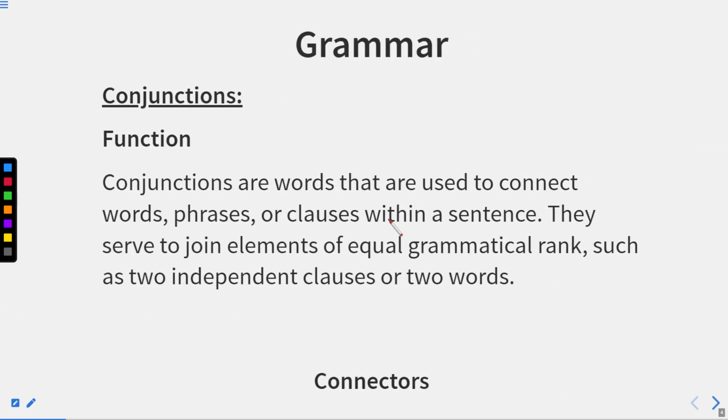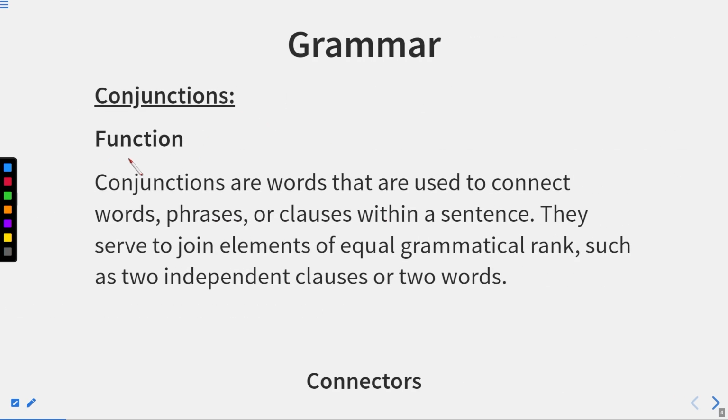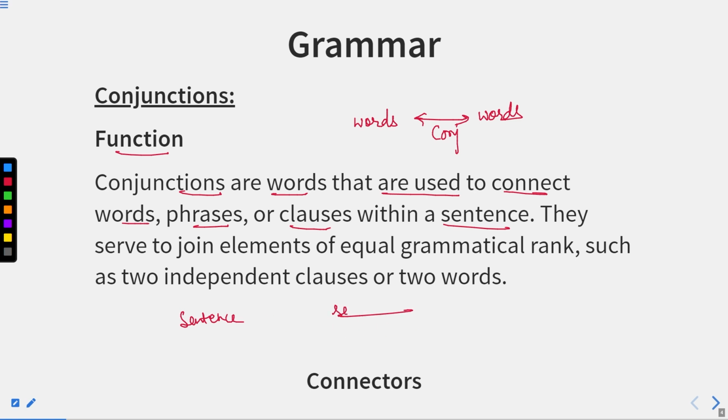So let's begin. First of all, if we talk about conjunctions, conjunctions are words that are used to connect words, phrases, clauses within a sentence. It means if there are two words in the same sentence, and we are going to connect them with each other, we need a conjunction. Suppose there is a sentence, and if it completes and another sentence begins, we can join these two sentences with a conjunction.